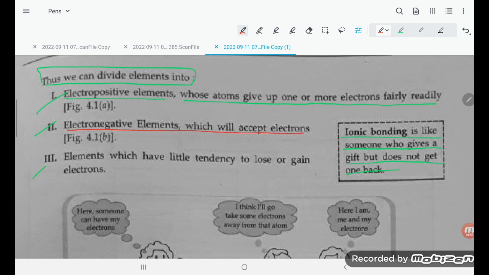Electronegative elements are those which will accept electrons. And there are elements which have little tendency to lose or gain electrons. Okay, so that is it.